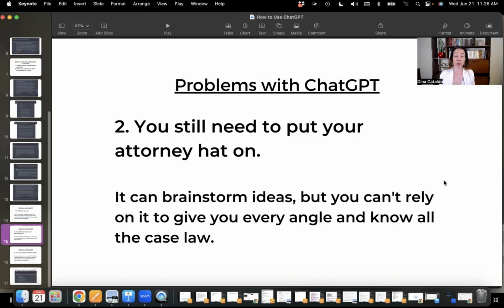So that could be when you receive an opposing counsel brief, you need to go in and check those sites because firms are using ChatGPT unreliably. You've got to check everything. Again, ChatGPT can brainstorm ideas, but you cannot rely on it to give you every angle of your opposing counsel's case and know all of the case law. You can't just copy and paste something into ChatGPT and ask for it to find the case law issues. Like, you can't do that.